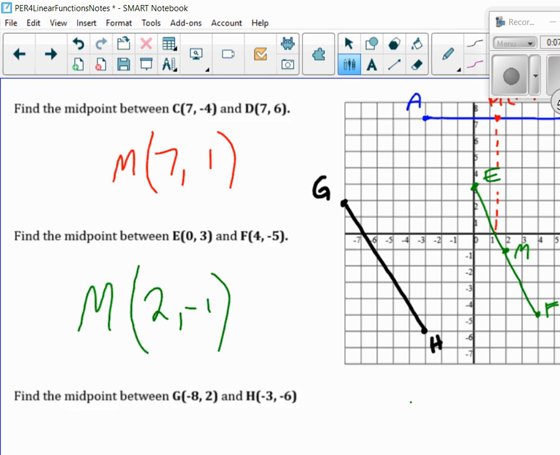You could probably tell the midpoint by just looking, but let's do this algebraically again. Add them up, divide by 2. What's my x? Negative 5.5. What about my y? What's my y? Negative 2. So let's see. Negative 5.5, negative 2, right there.